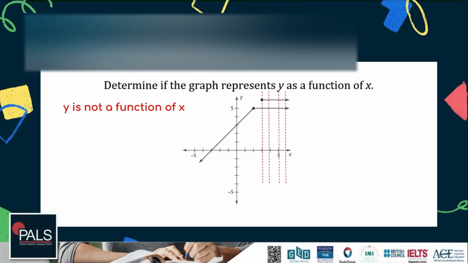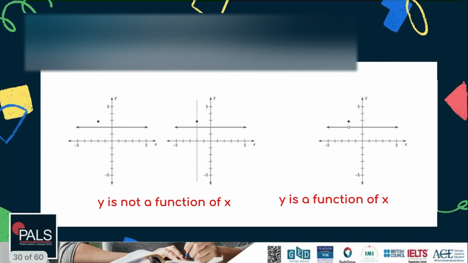Okay, this is the graph. Determine if the graph represents y as a function of x. When they give you a graph, we use the vertical line test. For the vertical line test, you need to draw vertical lines like this and see. Look at this x: you will get two y's, two values of y. So y is not a function of x for this graph.